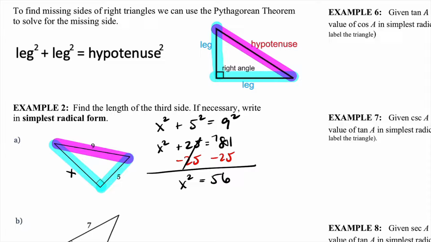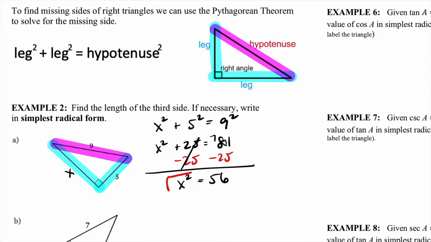How do I get X by itself? What's the opposite of squared? Square root. Now, does 56 have a nice square root, a nice number with no decimal? No. So if it doesn't have a nice number, we have to look for pairs because it says simplest radical form. We don't change it to a decimal. No decimals. That's what this means here.